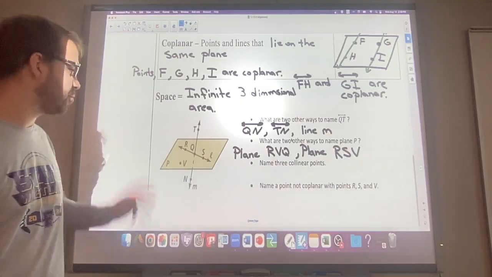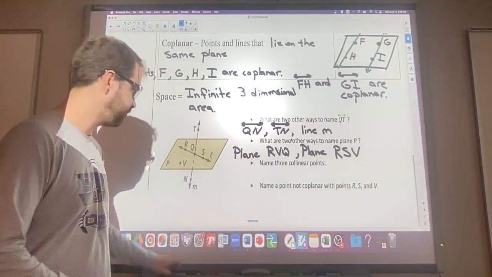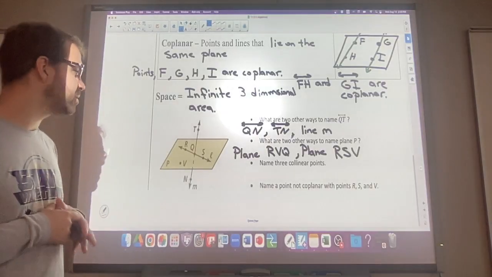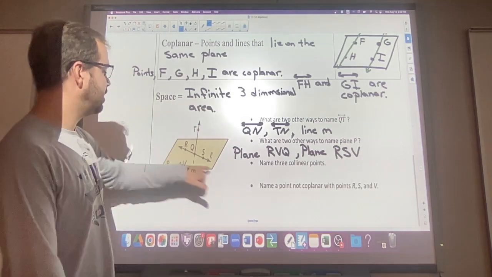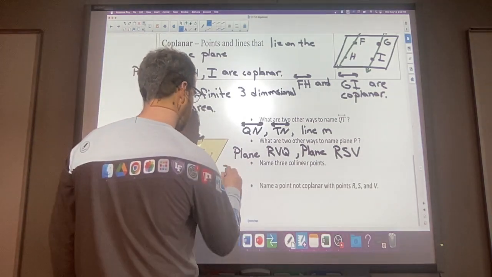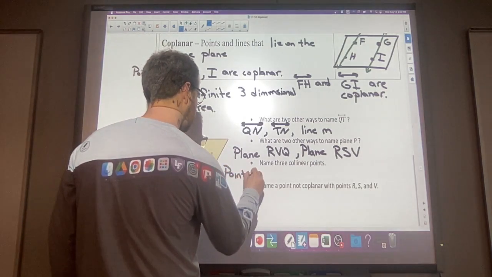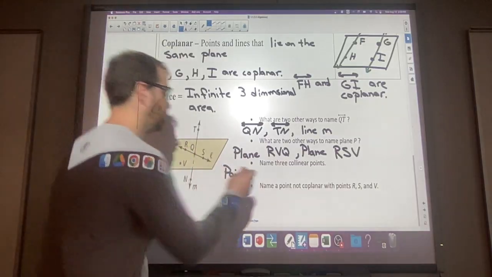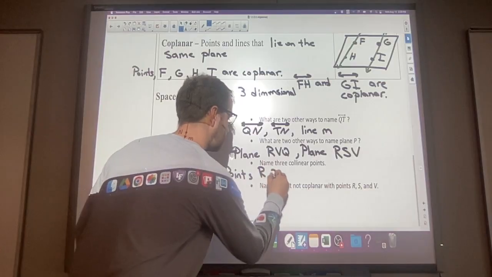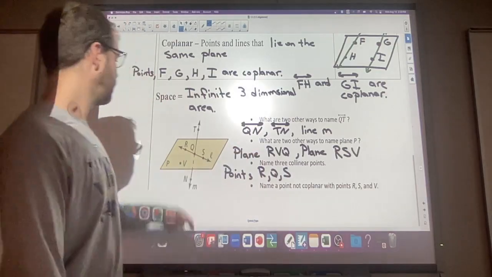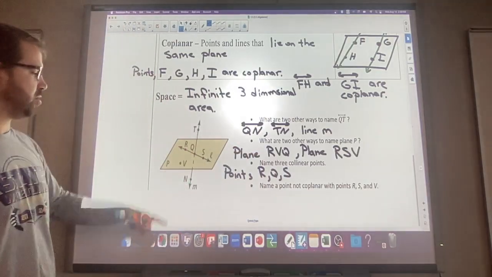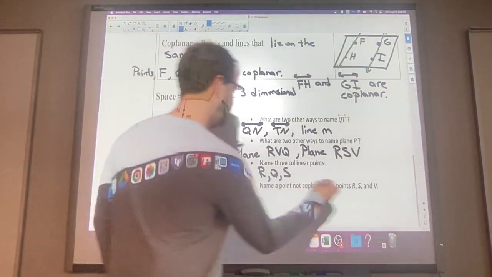Now we want to name 3 collinear points. We've got some options here. If you want to write it down, see if you get it. So we could do this line here. We could say points R, Q, S. And you do want to separate them with a comma because they're separate points. Or we could say this line here going up and down, T, Q, N.